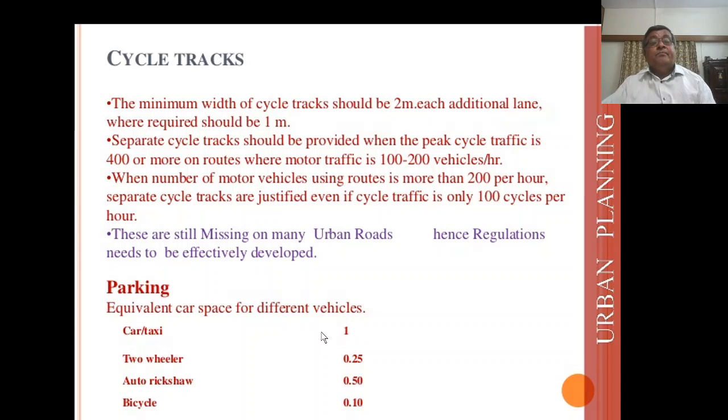Now cycle track. The minimum width of cycle track should be 2 meter. Each additional lane where required should be 1 meter. Separate cycle tracks should be provided when the peak cycle traffic is 400 or more on roads where motor traffic is 100 to 200 vehicles per hour. When the number of motor vehicles using roads is more than 200 per hour, separate cycle tracks are justified even if cycle traffic is only 100 cycles per hour.